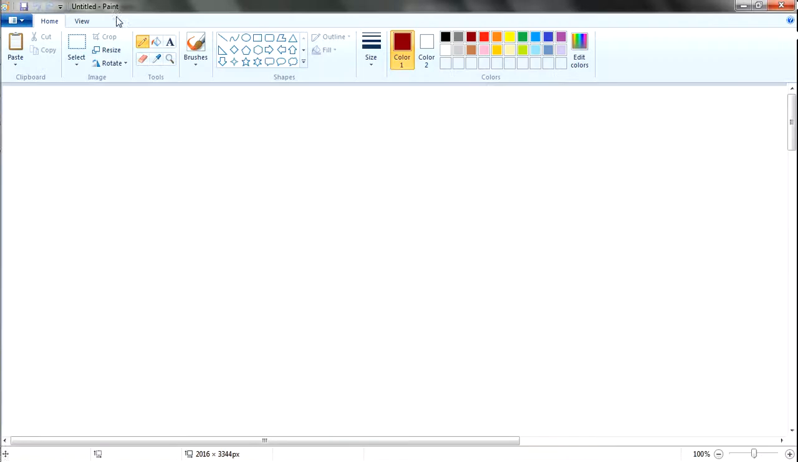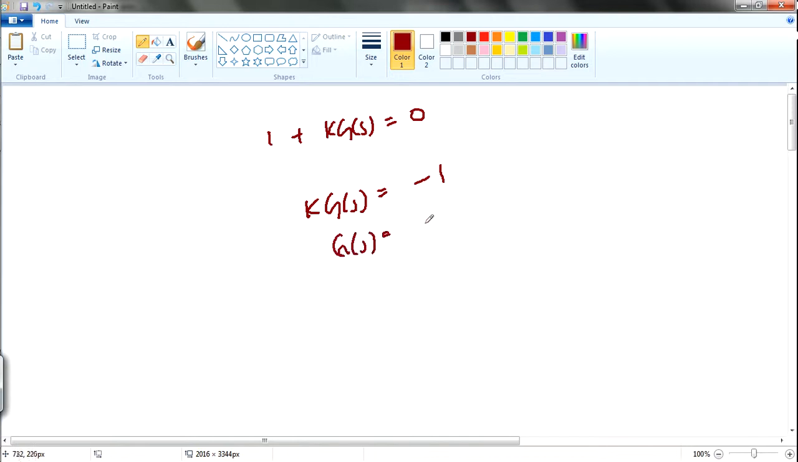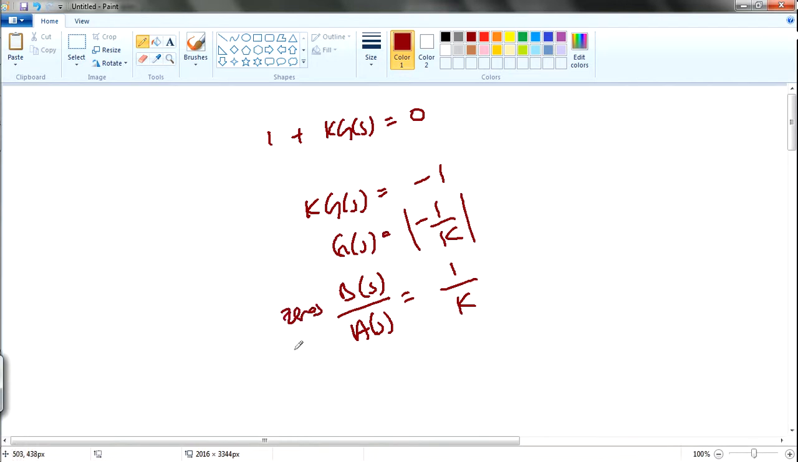If you remember, let's take it back to 1 plus kG(s) equals 0. This is the typical so-called characteristic equation. If you bring minus 1 over here, kG(s) is equal to minus 1, right? Then you bring down the k, so G(s) is equal to minus 1 over k, and then you take an absolute value. You will get 1 over k, right? So G of s is made up of the zeros and the poles, right? So maybe I should label it: zeros, and this is poles.